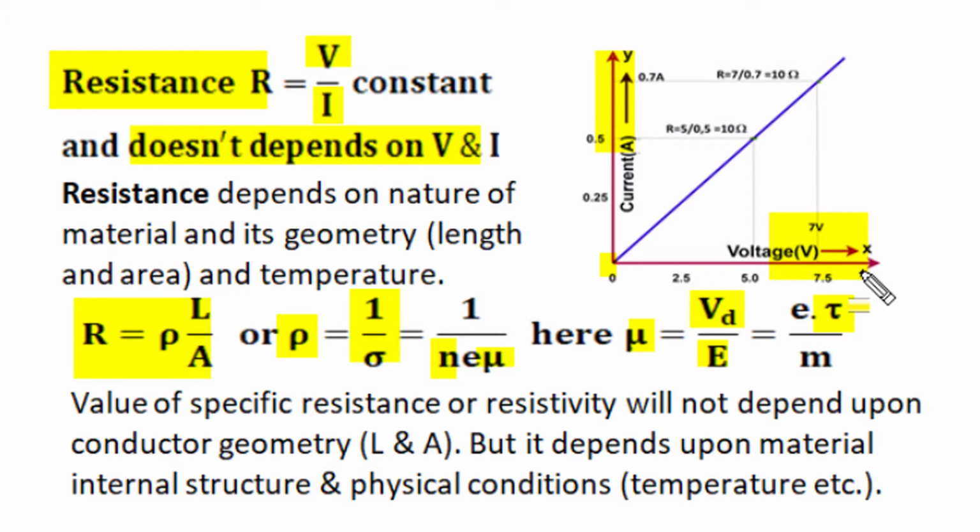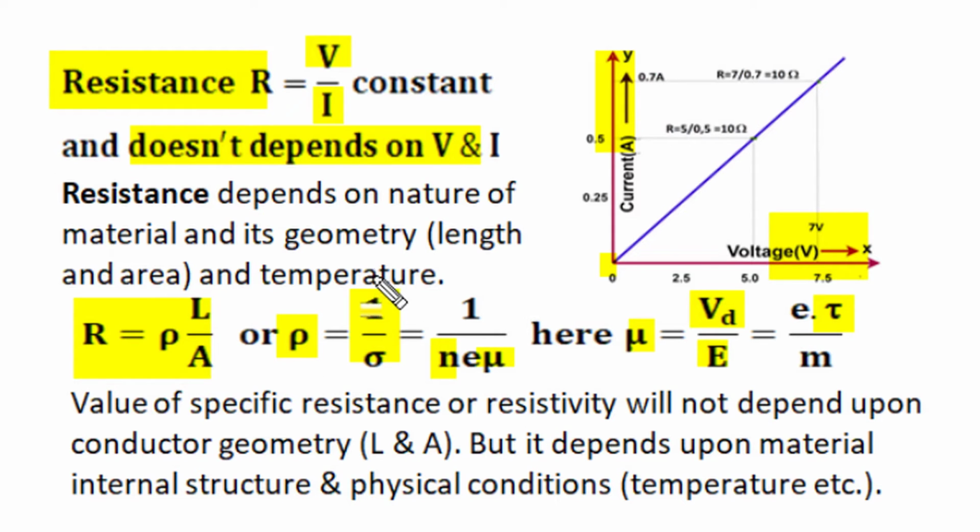If collisions take longer time, then we'll find that with the same electric field, longer interval is available to accelerate electrons in a particular direction, and that increases drift velocity or mobility and conductivity, and the resistivity gets decreased. So we'll find that this resistivity depends upon two parameters. One is number of free charge carriers per unit volume, that depends upon nature of material, and the another parameter is mobility, that depends upon internal structure and physical conditions, like temperature, of conductor.